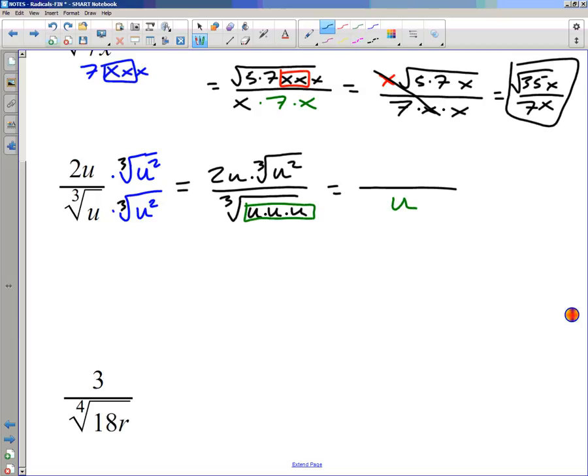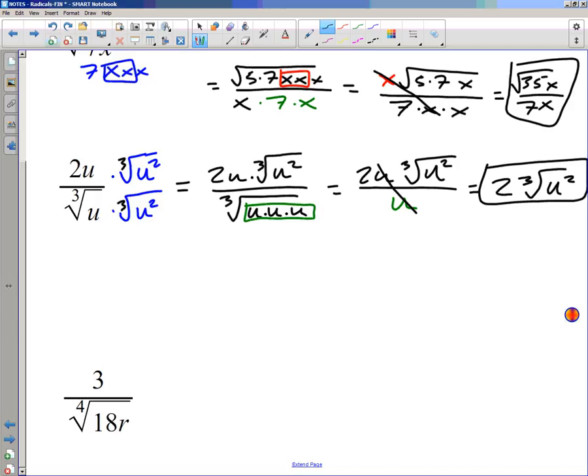What do we have in the top? We've got a 2u in the top and the cube root of u squared. And we need to try and simplify and look at that radical. We've got 2 u's in there. There's nothing that we're going to be able to group up and bring out. We do have a u top and bottom. They're both outside of the radicals, so we can go ahead and cancel those. Final answer here is going to be 2 cube root of u squared.